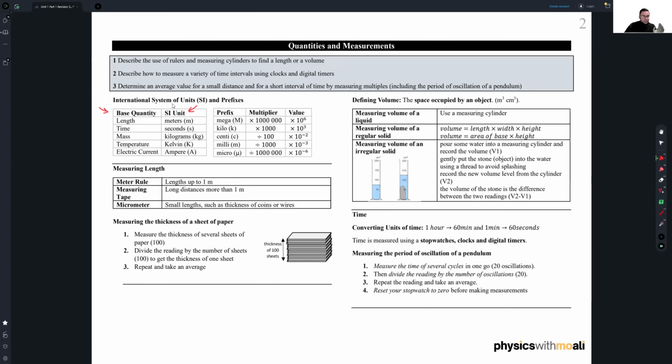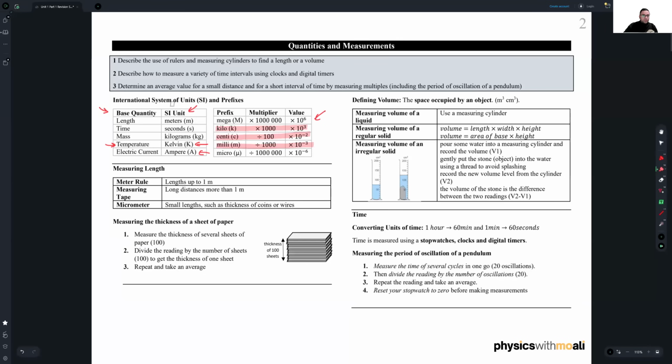So these are your base quantities. Temperature is a base quantity measured in Kelvin. Now, I know we're going to use Celsius later on, but for now, the SI unit is the Kelvin. Then current is measured in ampere. It's a base quantity. You should also be familiar with these prefixes. Most of the time, like 95% of the time, you're going to use kilo, which means times 1,000, centi, which is divided by 100, milli, which is divided by 1,000.